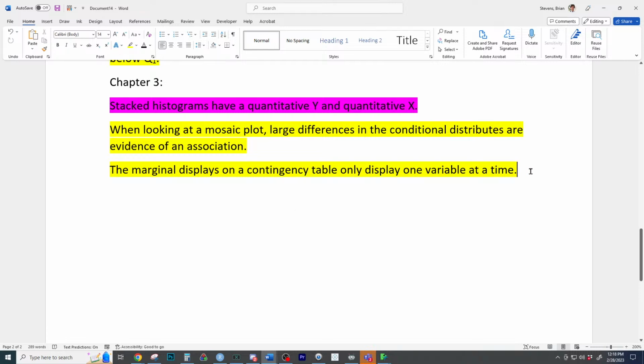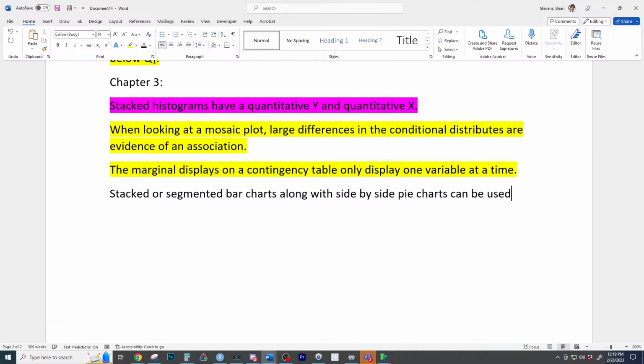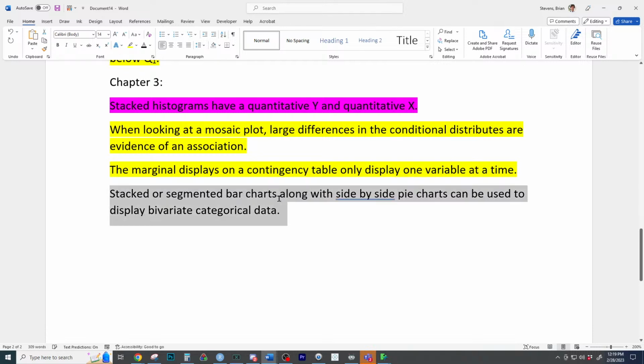Okay. What else do we have? Stacked or segmented bar charts, along with side-by-side pie charts, can be used to display bivariate categorical data. True or false? This is very true.